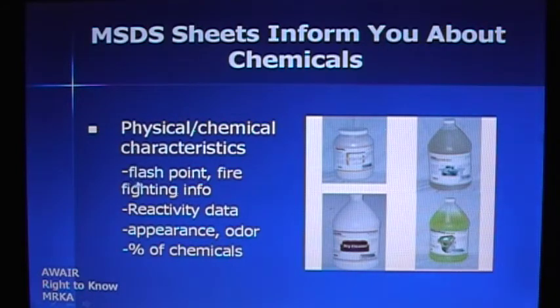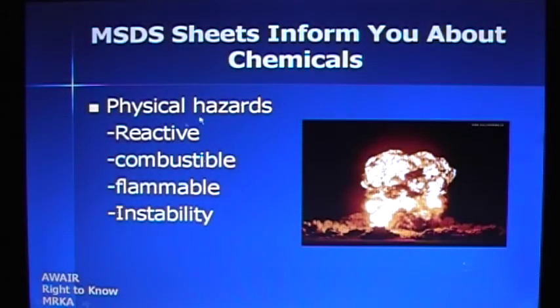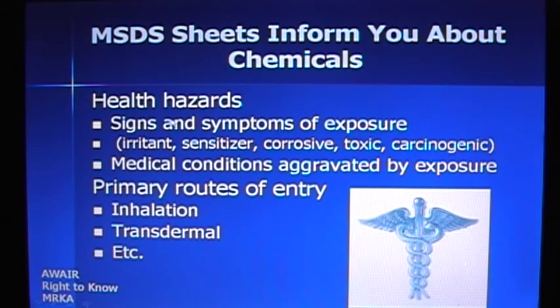Physical characteristics, if it's reactive and what it looks like. Physical hazards, such as being combustible, very reactive, unstable. Health hazards, what happens if you're exposed. If you're exposed right away and it's an irritant, it may give you a rash or actually burn your hand. A sensitizer, over time you'll have problems with it. Corrosive, again, it would burn your hand. Toxic, that it could kill you. And carcinogenic, it can cause cancer.